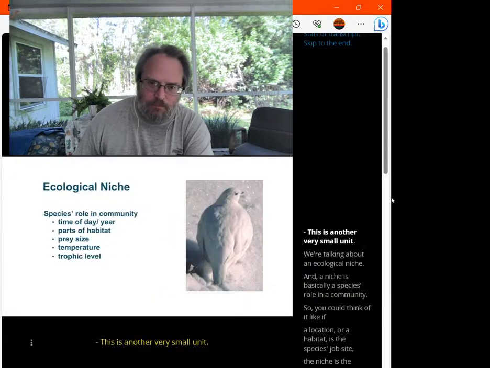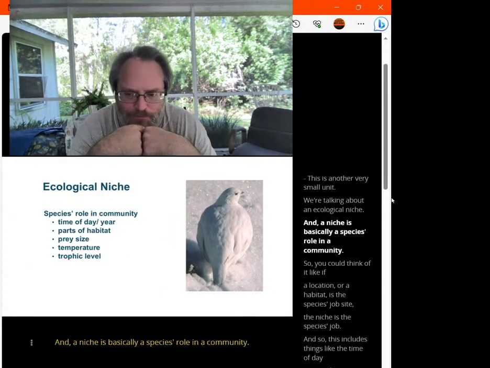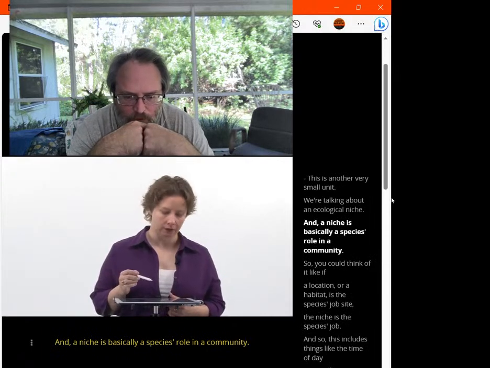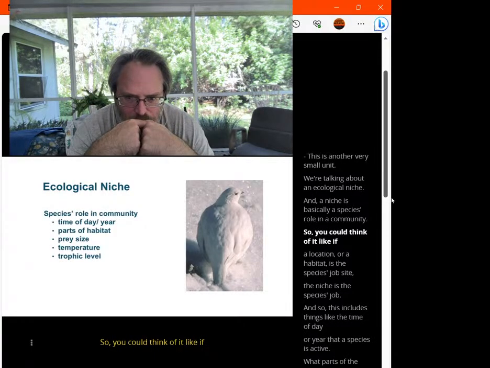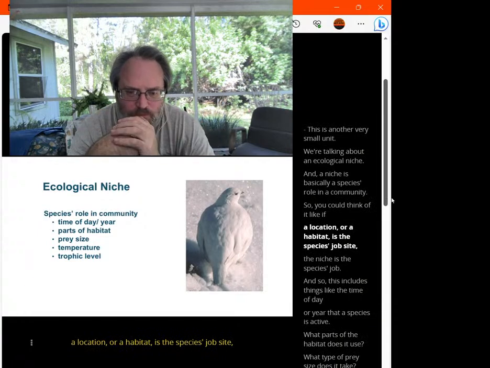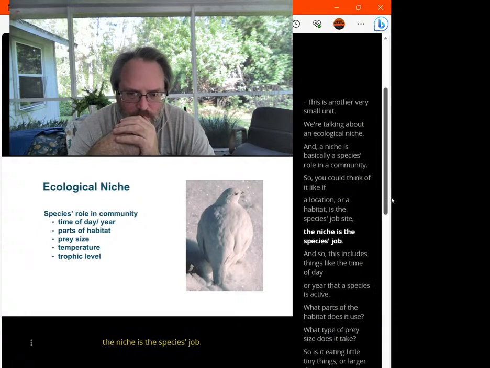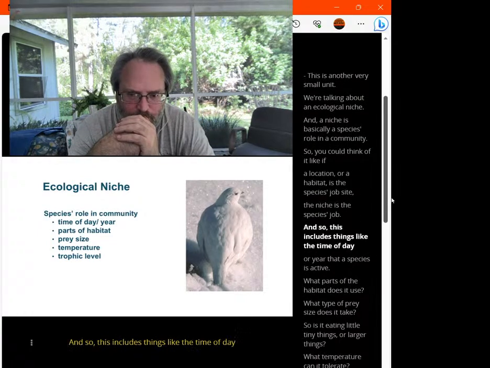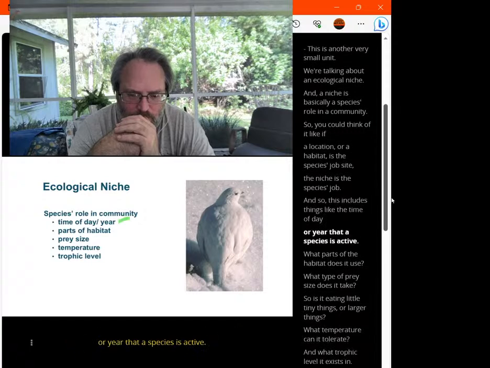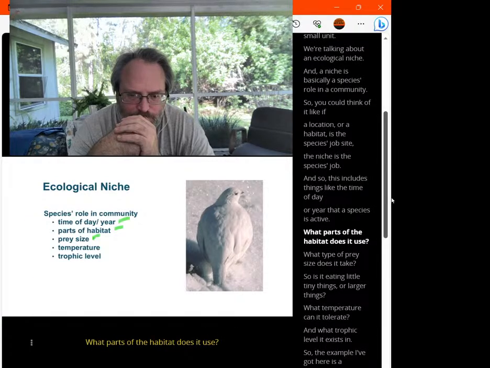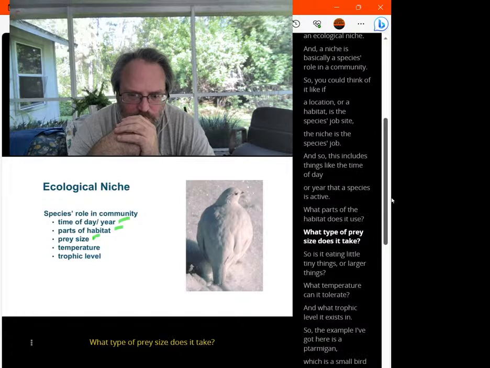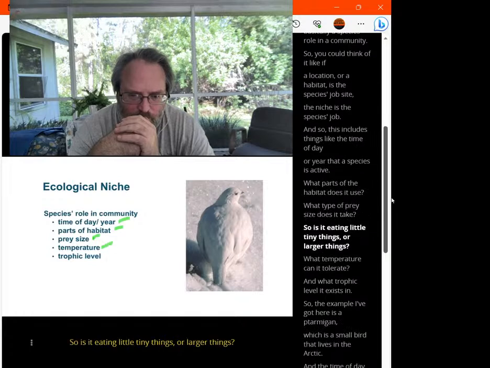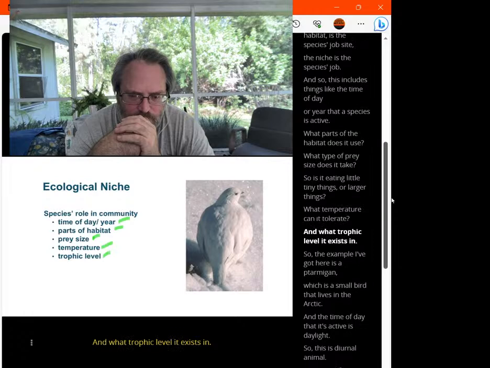This is another very small unit. We're talking about an ecological niche. And a niche is basically a species' role in a community. So you could think of it like if a location or a habitat is the species' job site, the niche is a species' job. And so this includes things like the time of day or year that a species is active, what parts of the habitat does it use, what type of prey size does it take, so is it eating little tiny things or larger things, what temperature can it tolerate, and what trophic level it exists in.